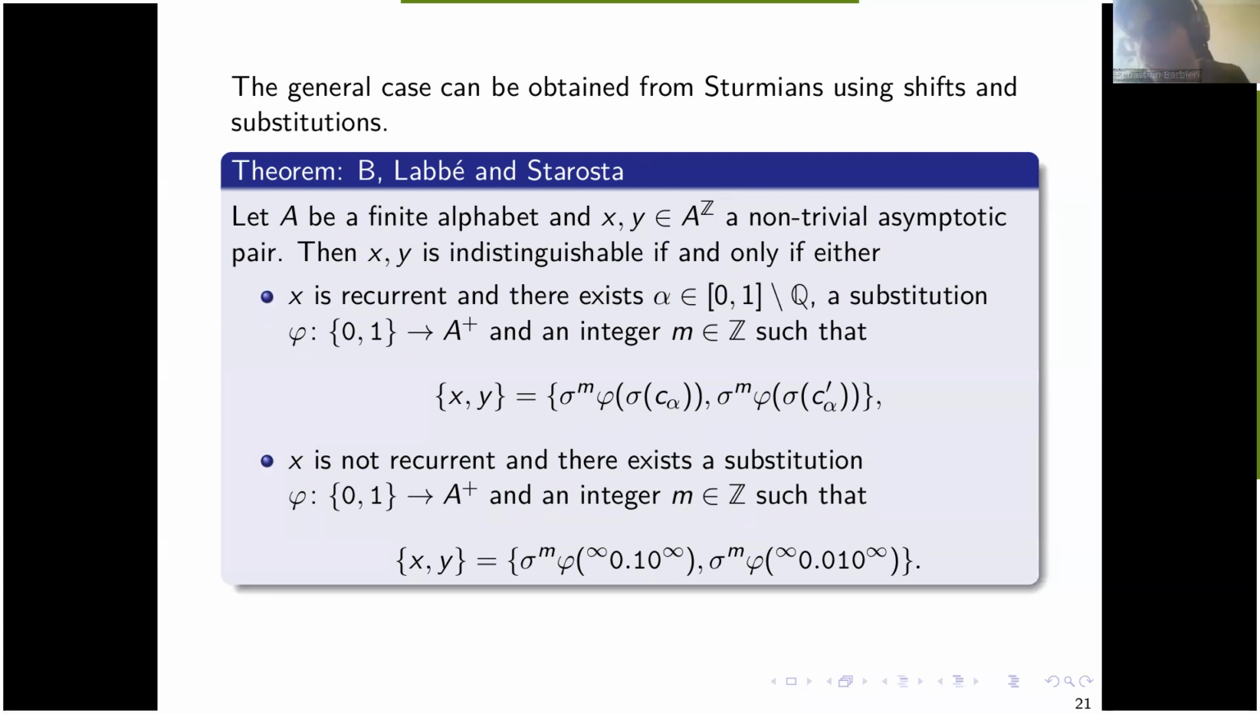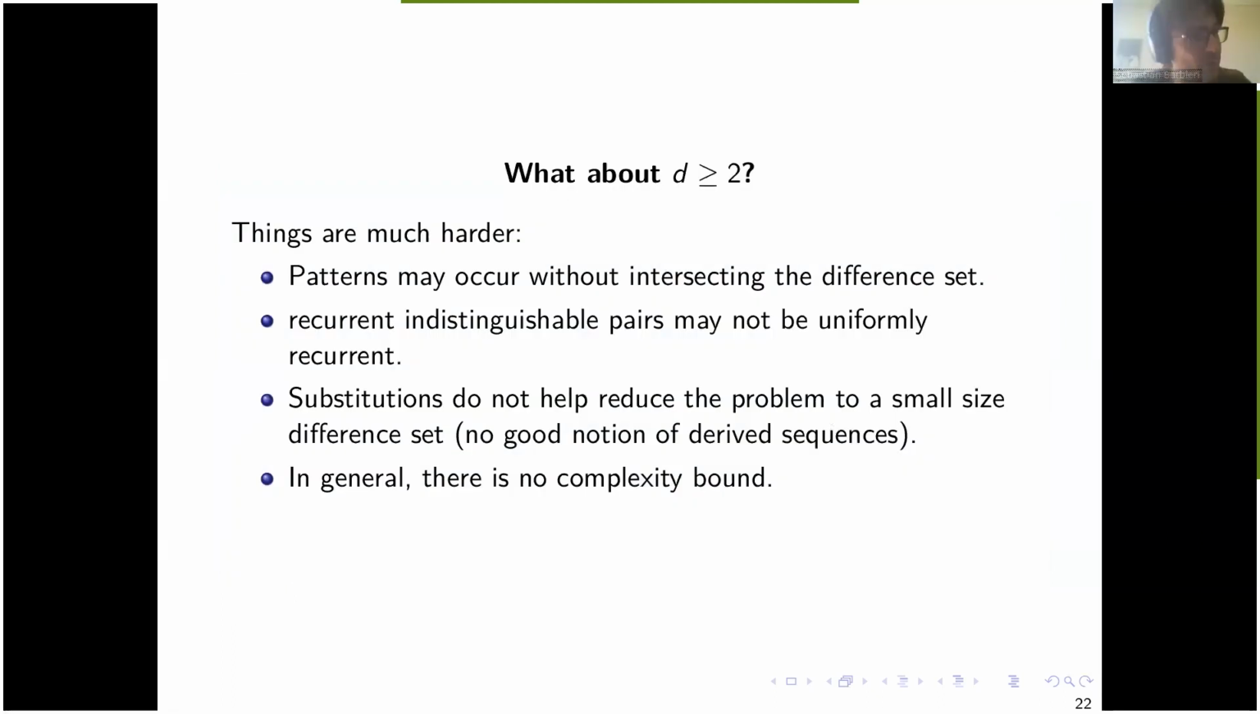We found a full characterization on Z, but especially for Gibbs theory, we were very interested in the multidimensional case. So in the remainder of this talk, I want to talk about what happens if the dimension is bigger than 1. And things start getting more complicated, right? As a lemma before, I showed that every pattern which occurs in some indistinguishable asymptotic pair must intersect a different set. That's false for the multidimensional case. Second thing, in Z, recurrence implied uniform recurrence. That's false for d bigger or equal than 2.